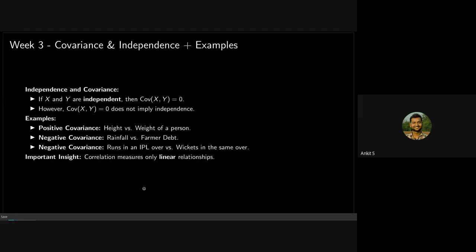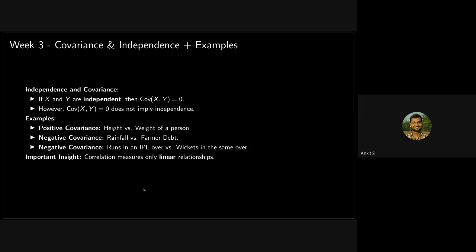Okay, then we have some examples here. Independence and covariance, that is what I explained here. Covariance equal to 0 does not imply independence, but if x and y are independent, it means they are uncorrelated. Covariance 0 means uncorrelated. Now we have some examples: positive covariance, height versus weight of a person; rainfall versus farmer debt is negatively correlated.